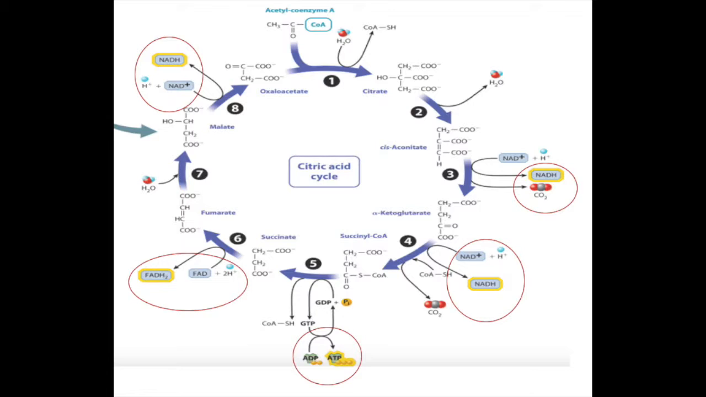At the end of the citric acid cycle, the net production is 1 ATP, 3 NADH, and 1 FADH2. Also, I wanted to mention that the citric acid cycle happens in the mitochondrial matrix.